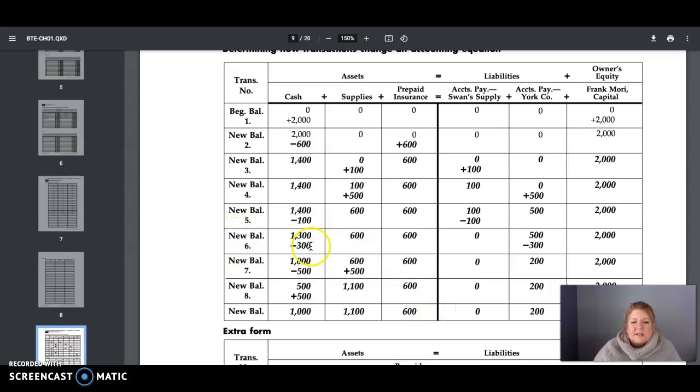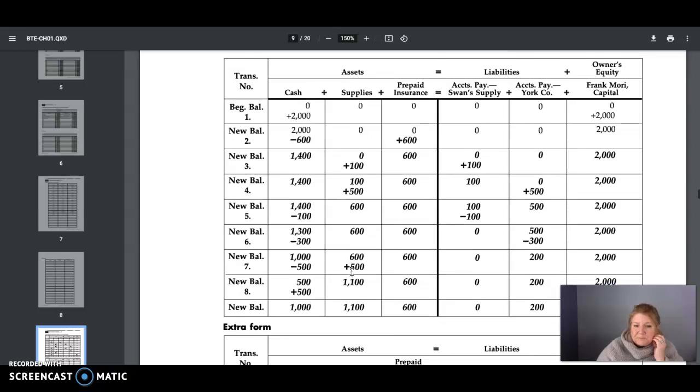All right, on the 6th, we pay cash on account to your company. On the 7th, we pay cash for supplies. That's an example of one negative, one positive, on the same side of the equation. They cancel each other out, and the teeter-totter is not affected.